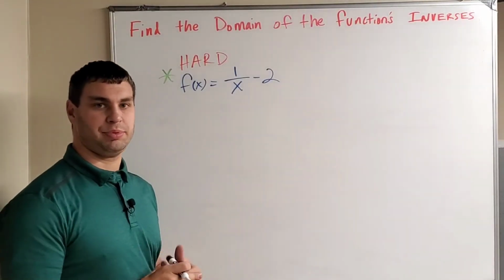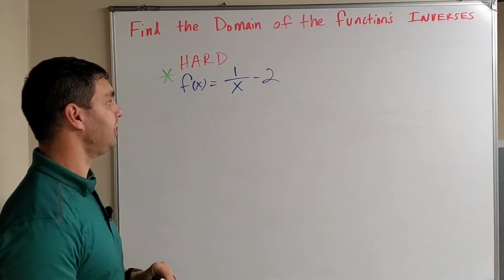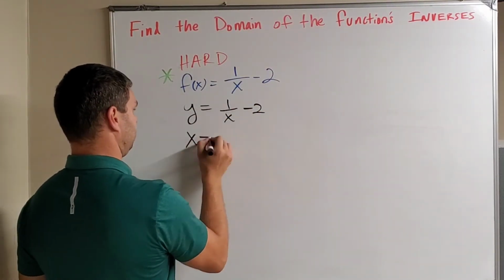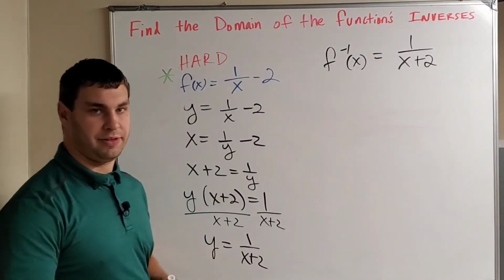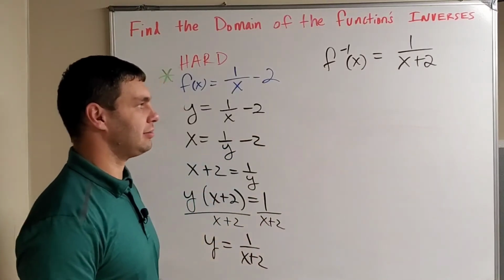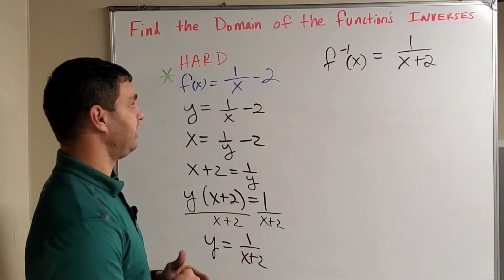all right, so our third example and our hard example is what I'm calling it. We have f of x equals 1 over x minus 2. Again, let me find the inverse of this really quick. All right, I found the inverse function to be 1 over x plus 2. So let's think about this. We need to find the domain and the range of these.